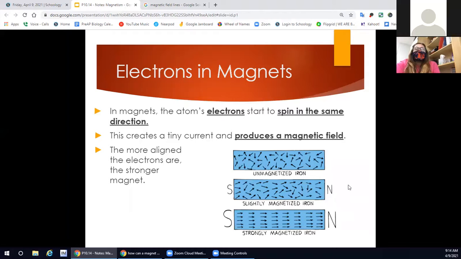And that's because electrons in magnets don't spin in random orders. Instead, they all conform to the same rotation. So they all start spinning in the same direction. They're all going to have that same flow. They're going to produce that tiny current since they're all going in the same direction. And then they're going to make the object become a magnet.